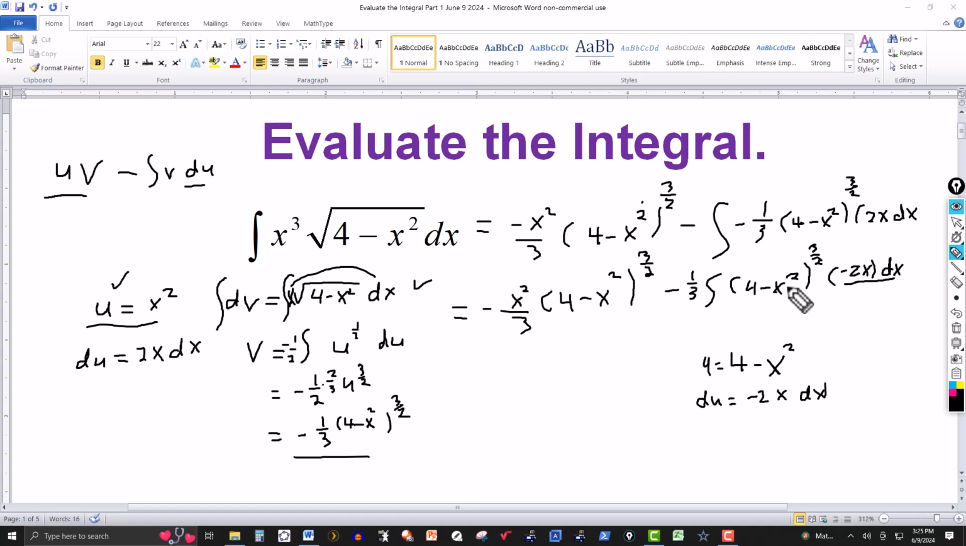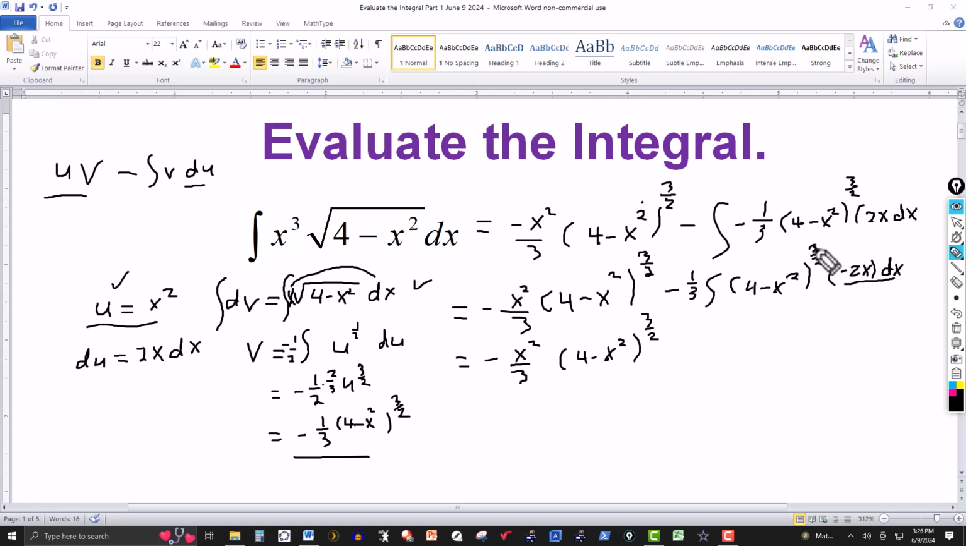And then this 4 minus x squared is going to be your u. So all I'm going to have there is u to the 3/2 du. I integrate with respect to u, add 1 to the 3/2, that's 5/2, divide the coefficient by that, and then go back to the original variables. Notice the first part is already done. So this is still going to be minus x squared over 3, times 4 minus x squared to the 3/2.